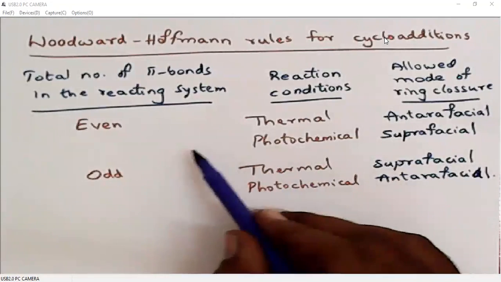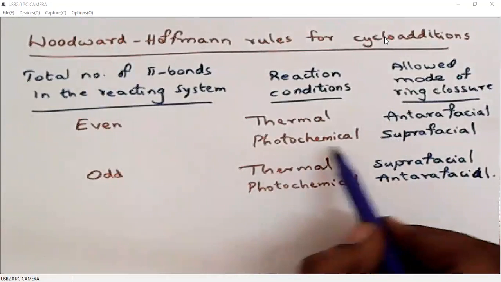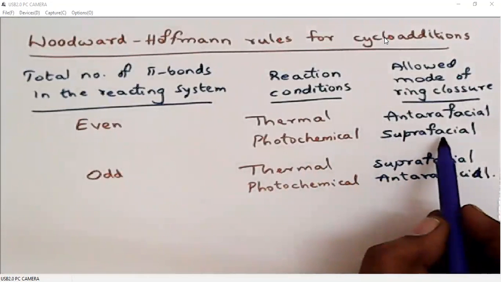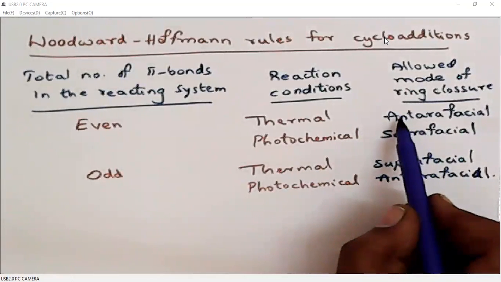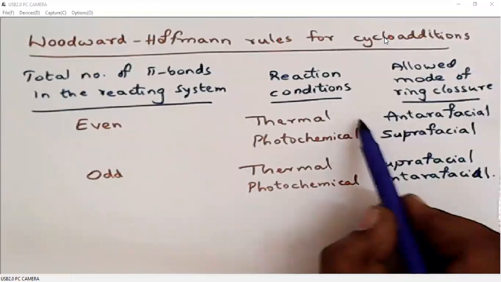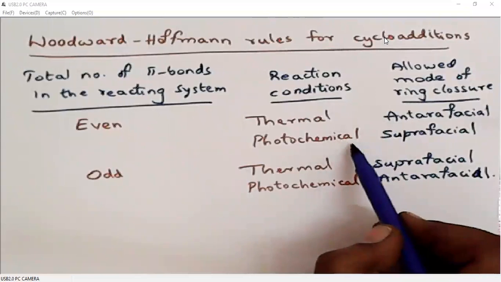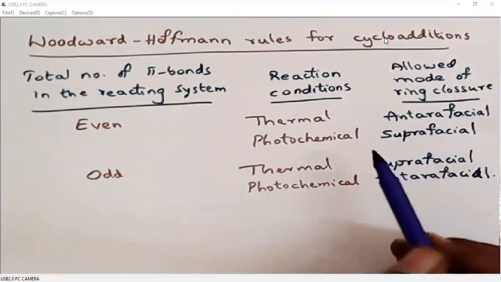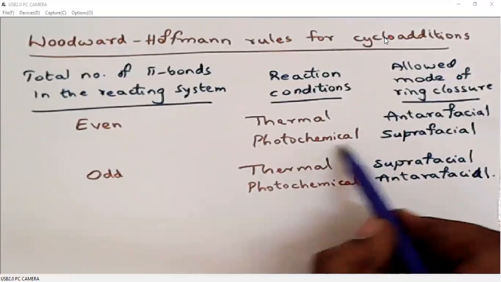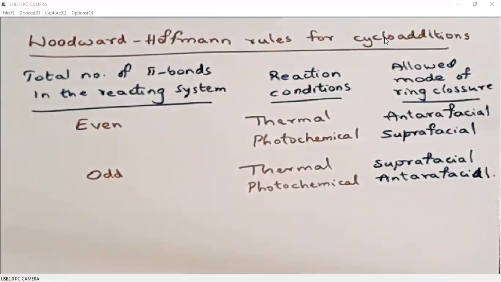In the even number of double bonds, under thermal conditions, it is antarafacial. Under photochemical conditions, again it is reverse, it undergoes suprafacial. Antarafacial is not possible in 2 plus 2, so it is not happening. But 2 plus 2 under photochemical conditions is possible because it is a suprafacial interaction, not an antarafacial interaction. So 2 plus 2 reactions are possible under photochemical conditions. We will look at all these points when we discuss photochemistry.